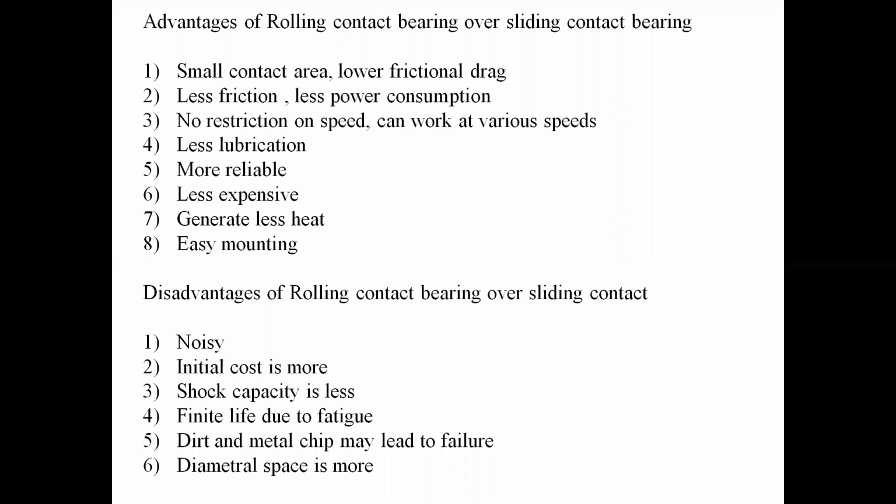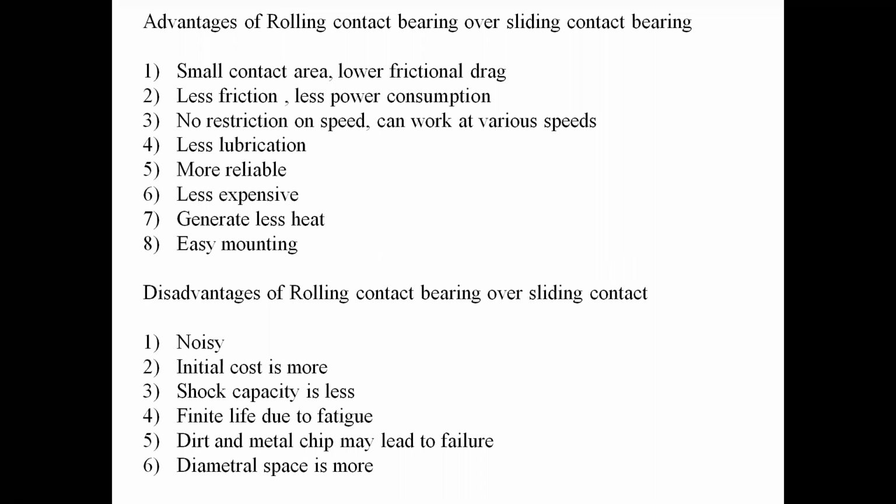In case of our ball bearing, less lubrication is required. In case of sliding contact bearing, we need a large quantity of lubrication or constant supply of lubrication, otherwise the film cannot form. The rolling contact bearing is more reliable. It works with 100% reliability. It is less expensive because mass production is possible. So there is very little contact. That's why heat generation is very less.